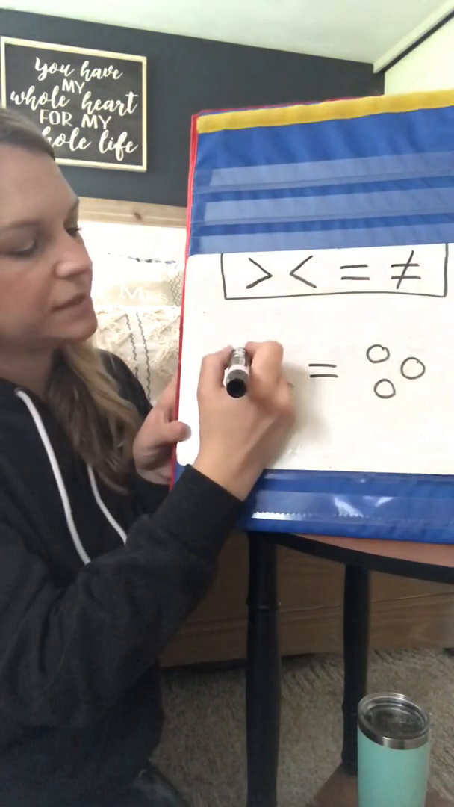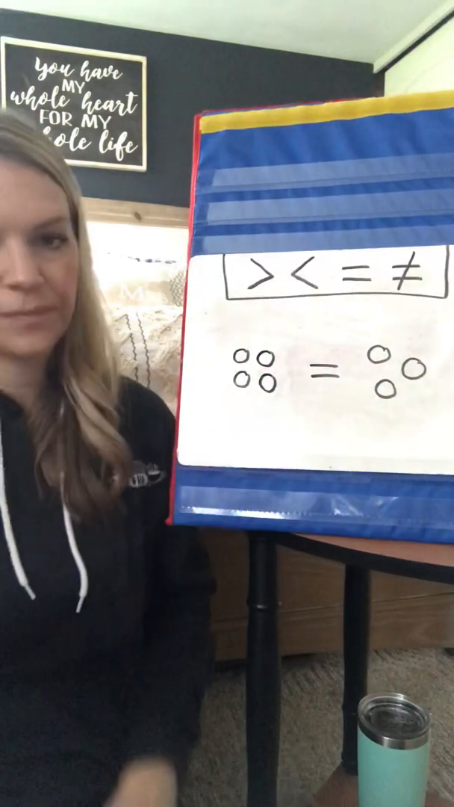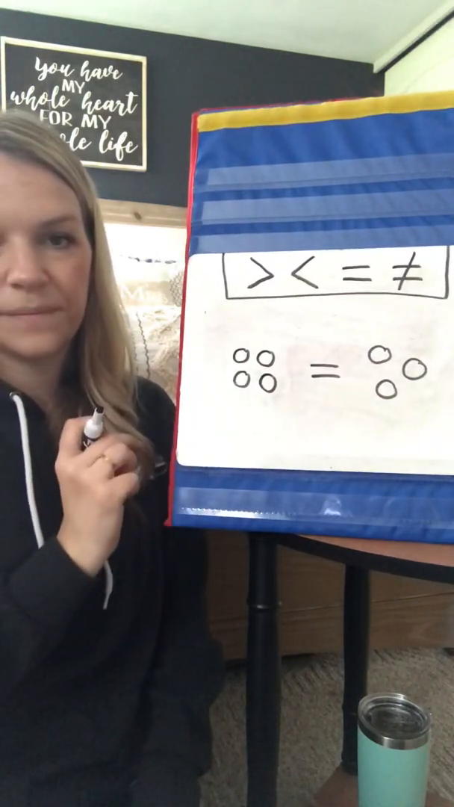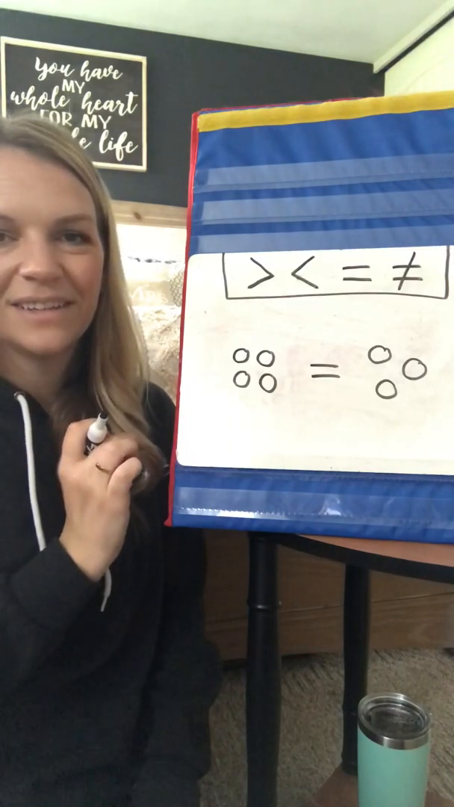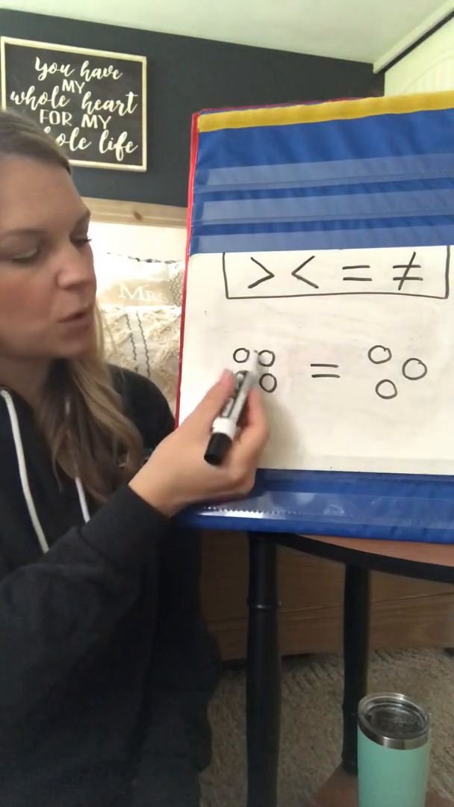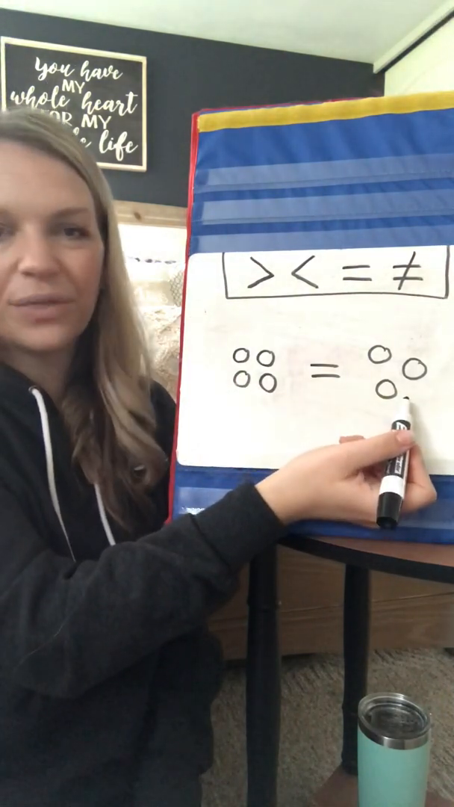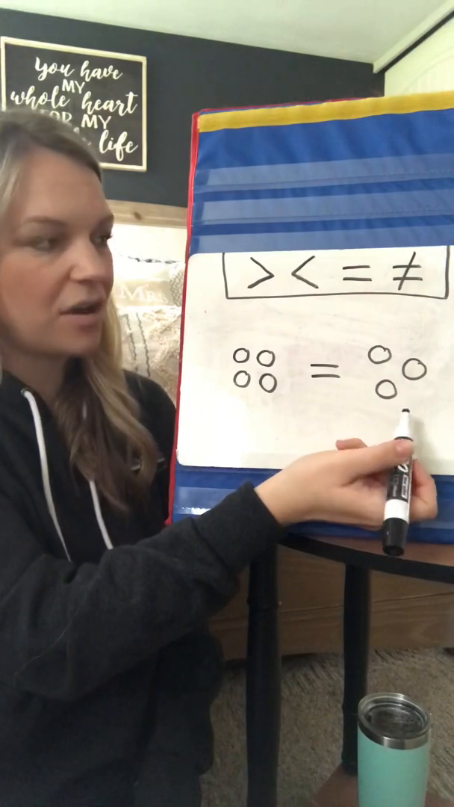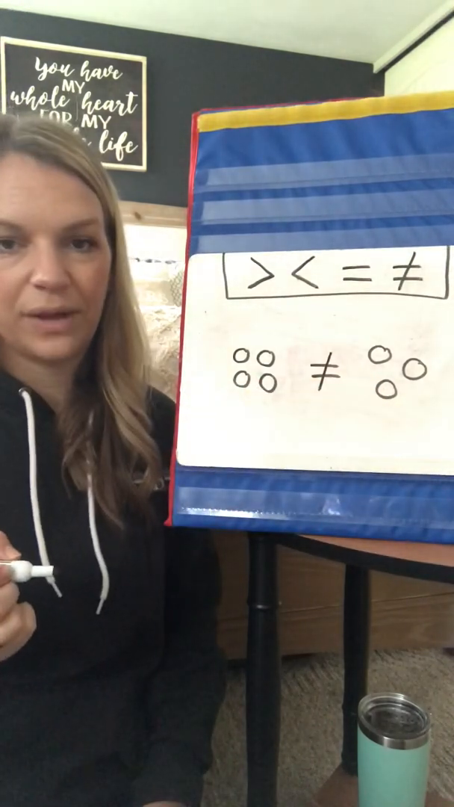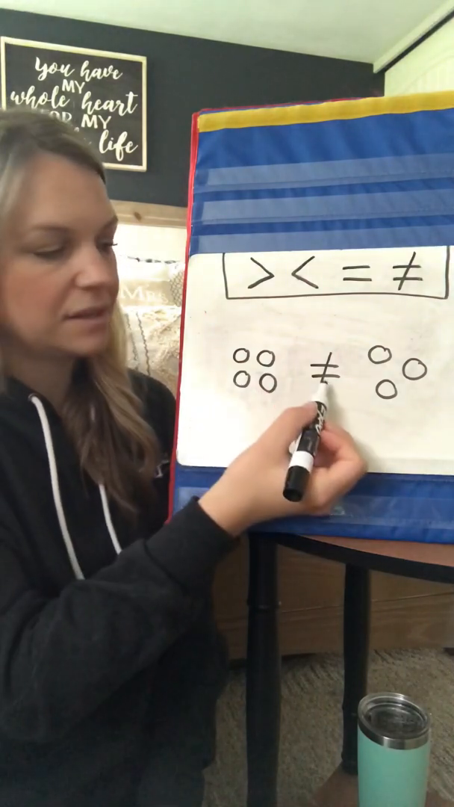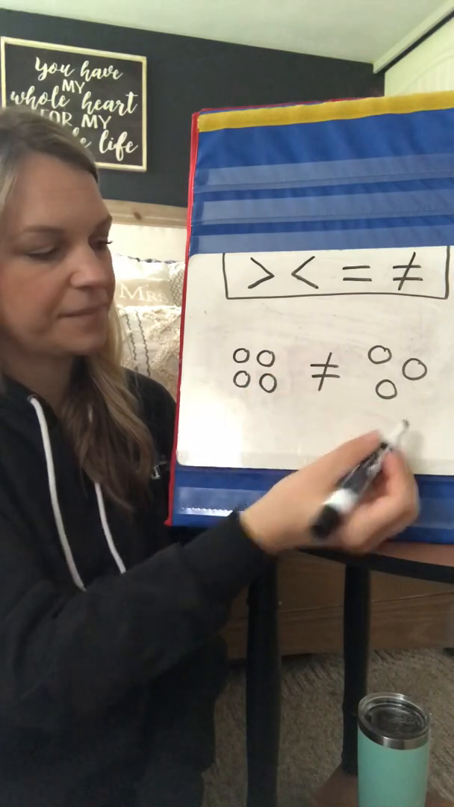What if I do this? Are they equal? No, why not? Yeah, this one has 4, and this one has 3. 4 and 3 are not the same, so they are not equal. So we show not equal by drawing a line through it. So 4 is not equal to 3. These are not the same.